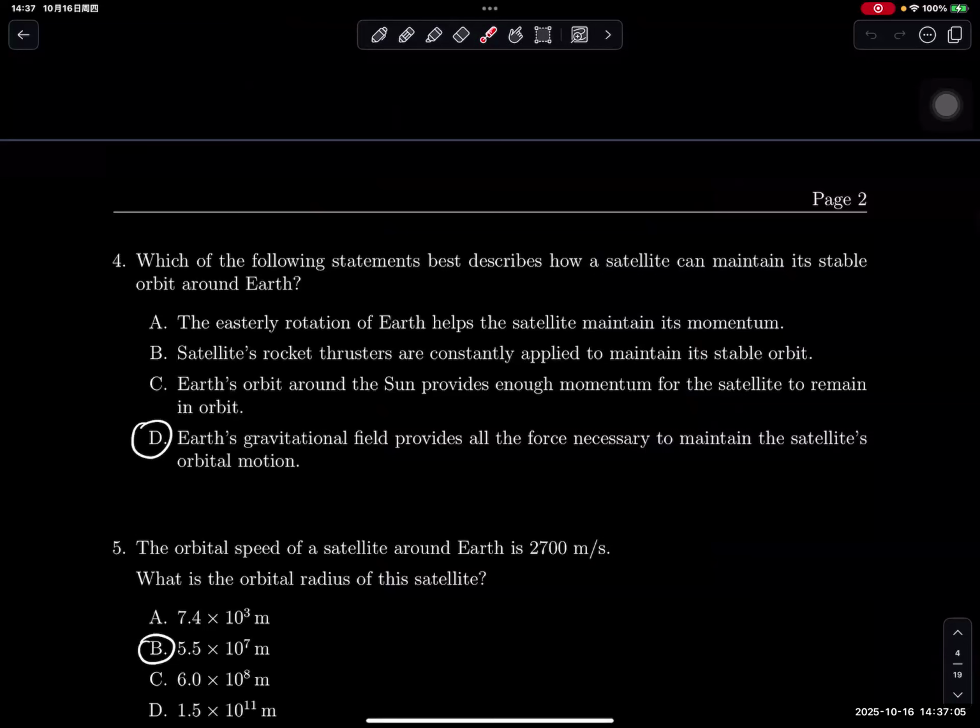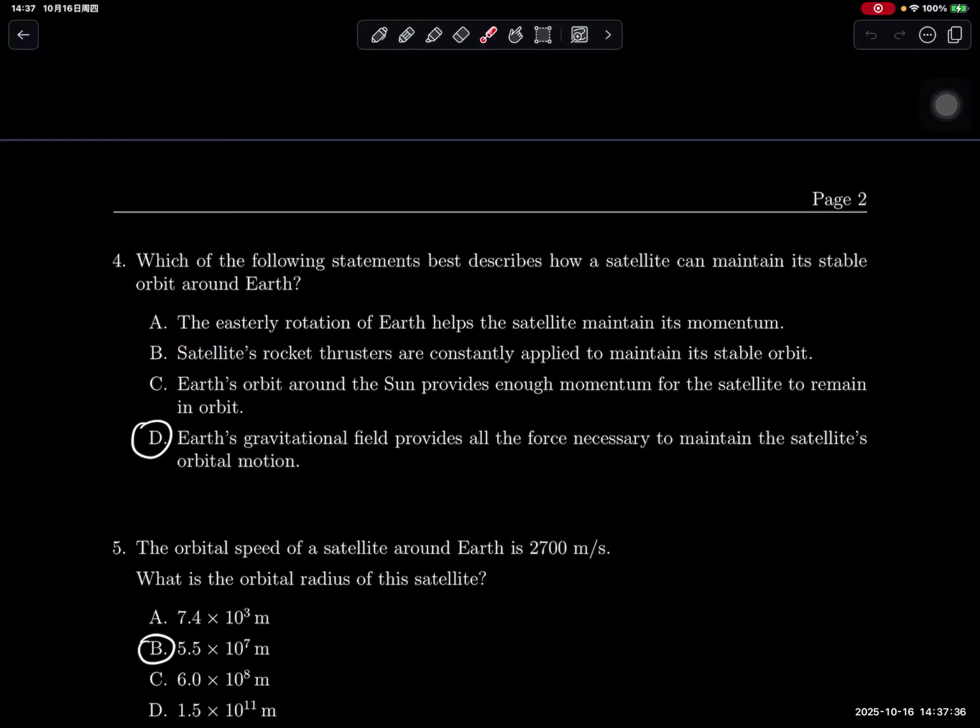Question 4: which of the following statements best describes how a satellite can maintain its stable orbit around Earth? Okay, so the gravitational field provides the necessary force to act as the centripetal force. So D is the right answer. A says that the easterly rotation of Earth helps the satellite to maintain its momentum. That has nothing to do with the satellite's momentum. Earth is rotating by itself.